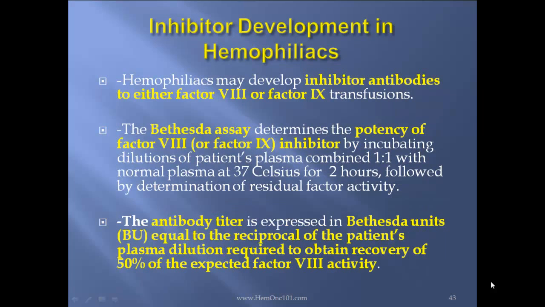Hemophiliacs may develop inhibitor antibodies to either factor VIII or factor IX transfusions. The Bethesda assay determines the potency of factor VIII or factor IX inhibitor by incubating dilutions of the patient's plasma combined 1-to-1 with normal plasma at 37 degrees Celsius for 2 hours, followed by determination of residual factor activity. The antibody titer is expressed in Bethesda units equal to the reciprocal of the patient's plasma dilution required to obtain recovery of 50% of the expected factor VIII activity.